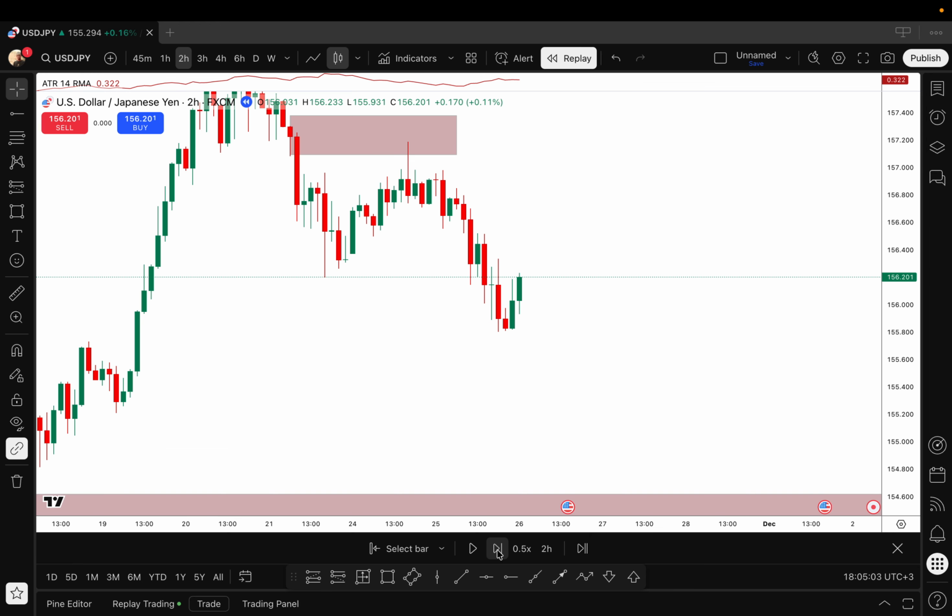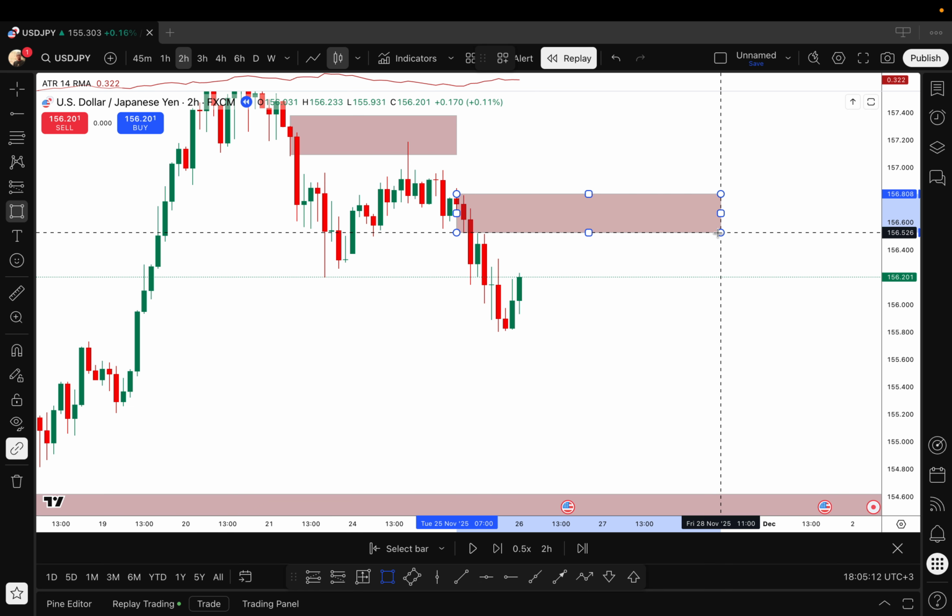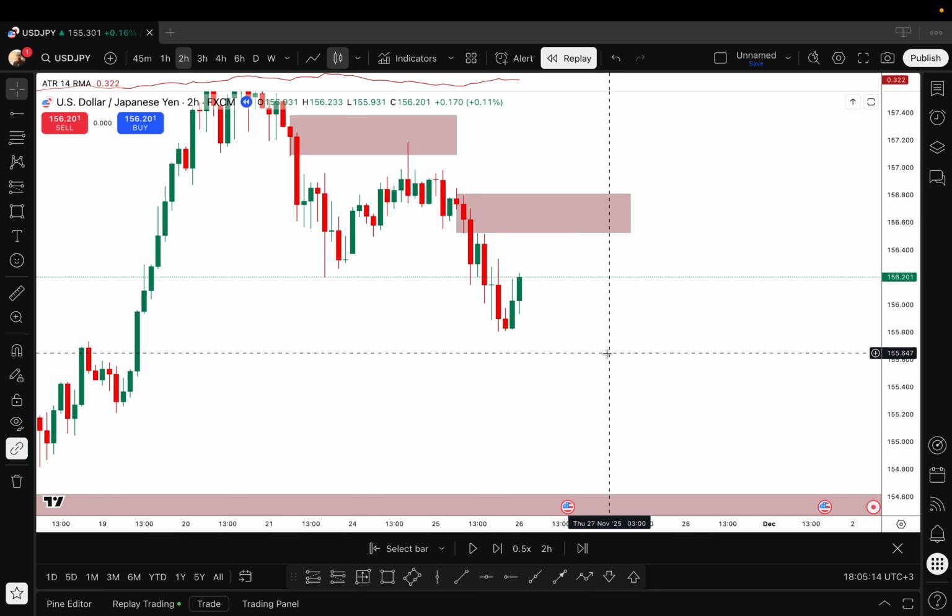Now we see price breaks down and now currently it is retracing. So this is a zone that I'm going to be looking out for. However, I see another zone below, but I think this upper one is better.